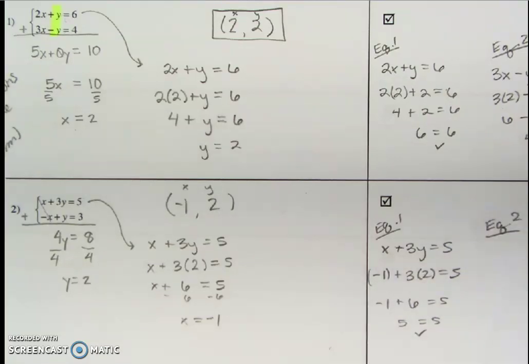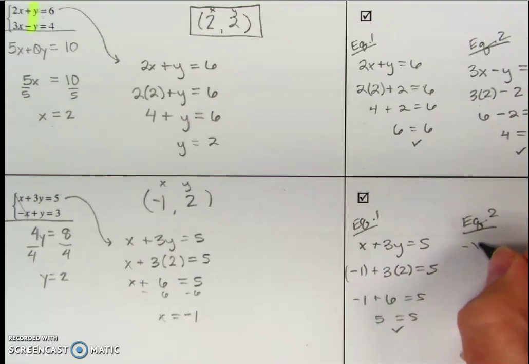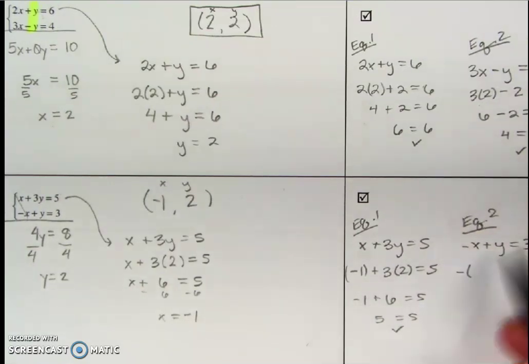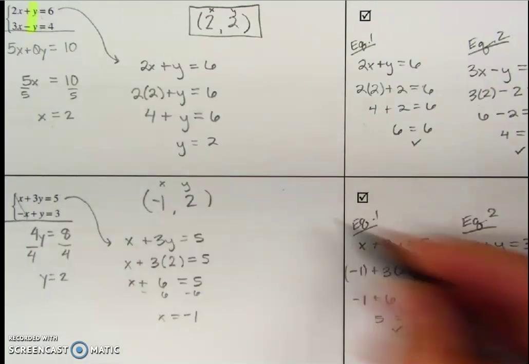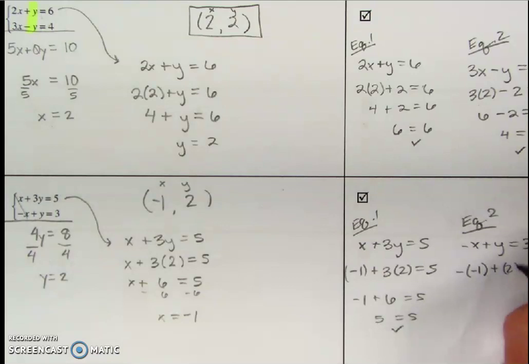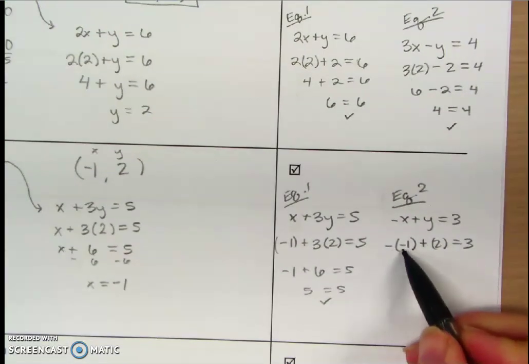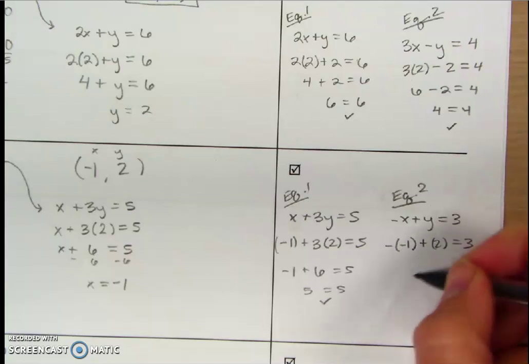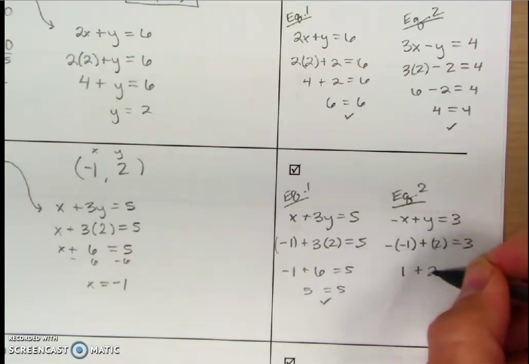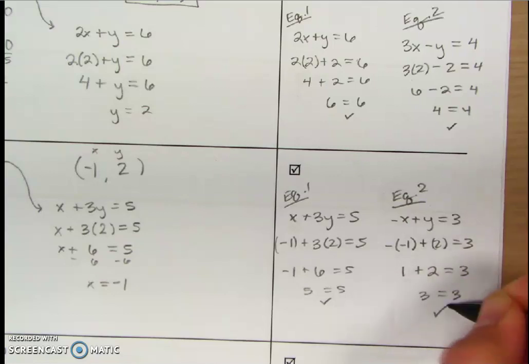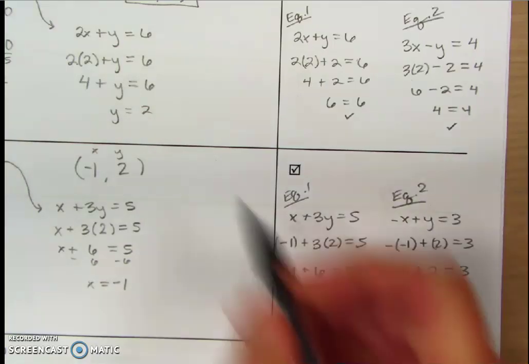Now equation 2. Equation 2 is negative x plus y equals 3, which means negative, let's see, my x is negative 1, so negative negative 1 plus my y is 2 should equal 3. Well, what do I get here? The opposite of negative 1 is positive 1. Plus 2 equals 3, and 1 plus 2 is 3. So that works out. There's my answer.